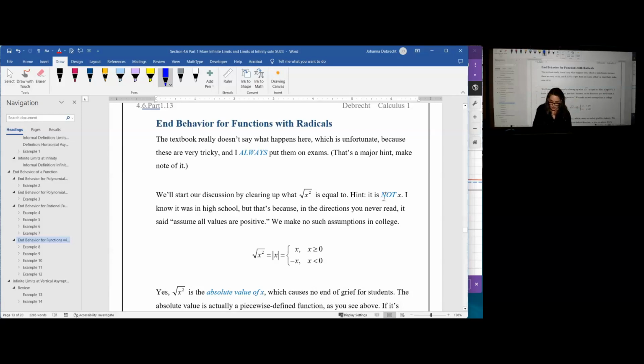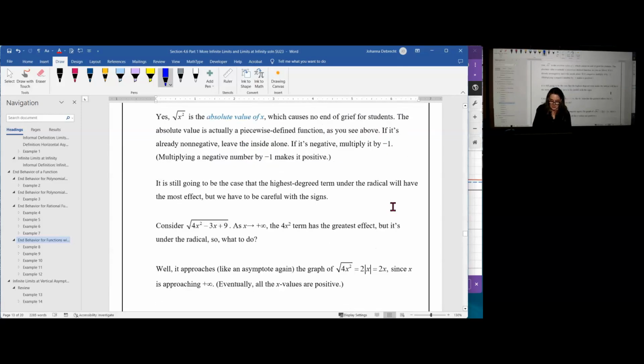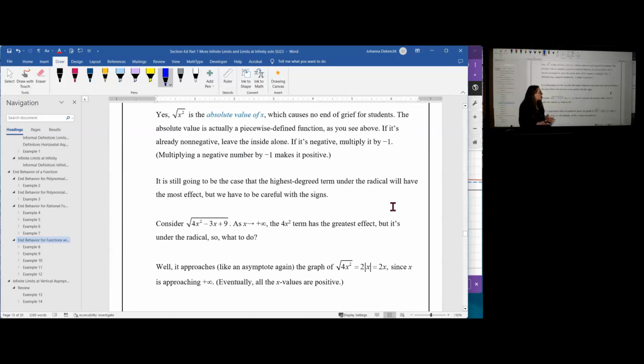This is going to affect the graphs quite a bit. In these particular functions, we're going to see that the horizontal asymptote on the left and the right may not match. In fact, probably will not match. The square root of x squared is the absolute value of x. It is a piecewise defined function. If x is not negative, it's just x. If x is negative, you replace it with negative x.